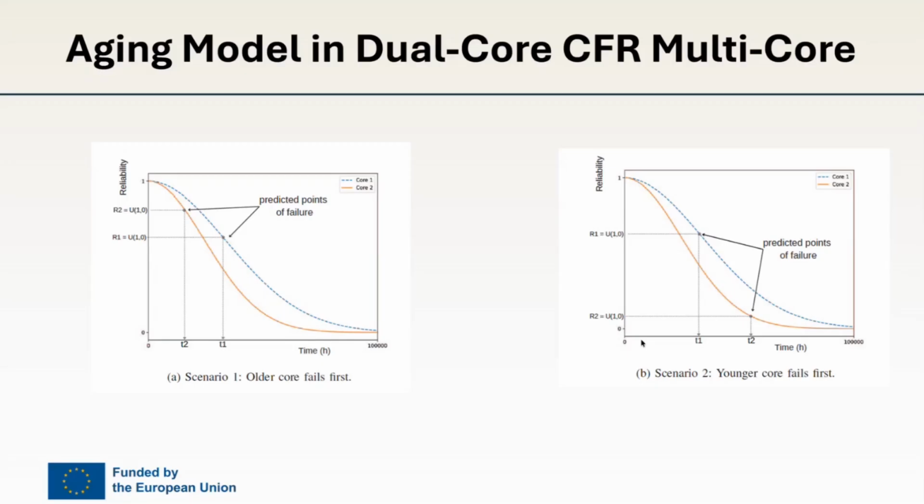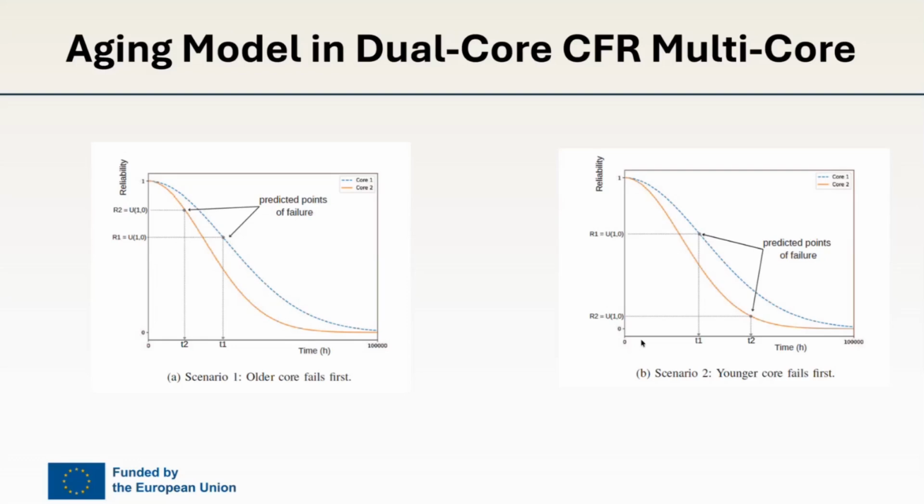Whereas if the core has a value of 0, then that means that core is very old and could fail anytime. But let's say it has an R value of 0.5, then basically it means that there's a 50% chance that in the next cycle the core would fail.